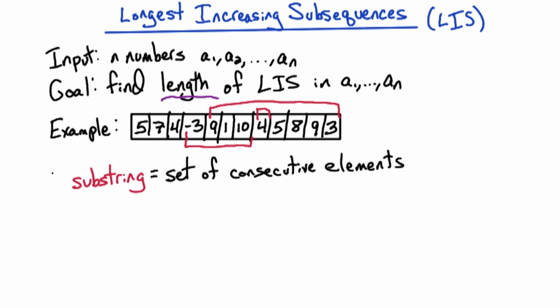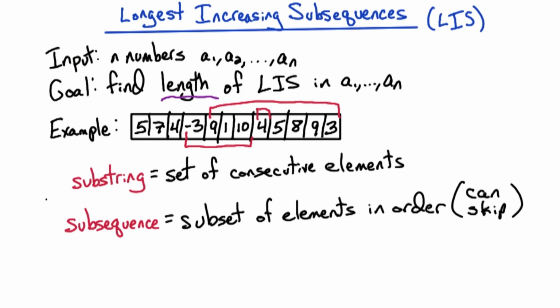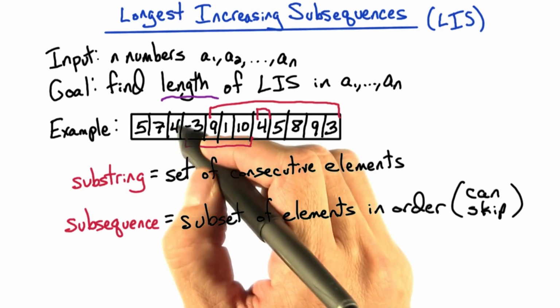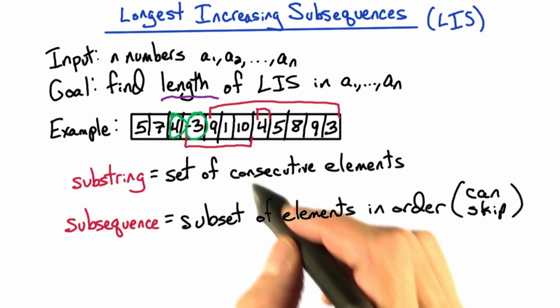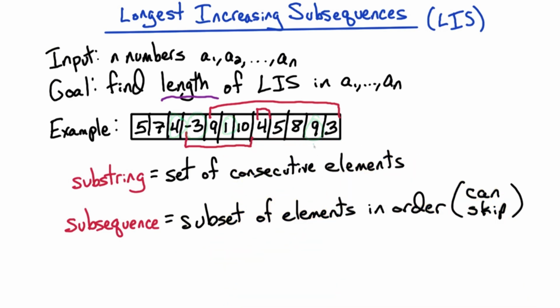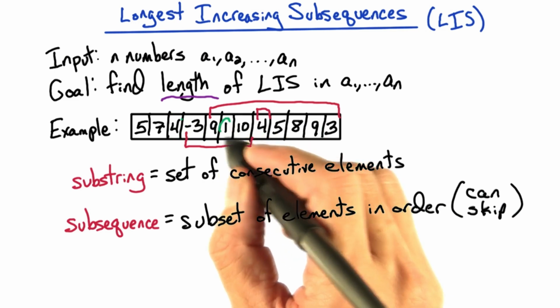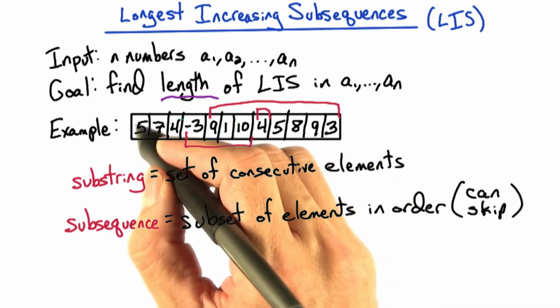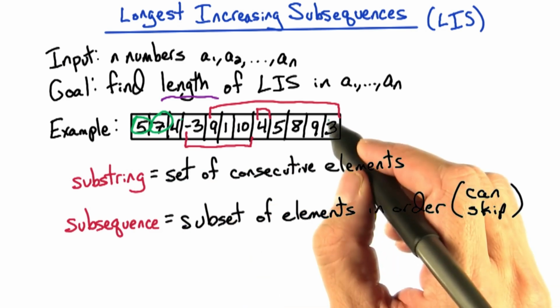Now, our problem is not defined for substrings, it's defined for subsequences. A subsequence is a string you can obtain by deleting elements of the larger string. So it's a subset of elements in order, but we can skip elements. It doesn't have to be consecutive elements. Let's look at some example subsequences. For instance, 4, -3, 1, 9 is a subsequence. Another subsequence is 1 itself. Another subsequence is 5, 7, 3.